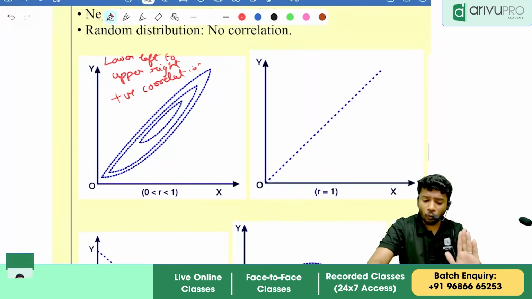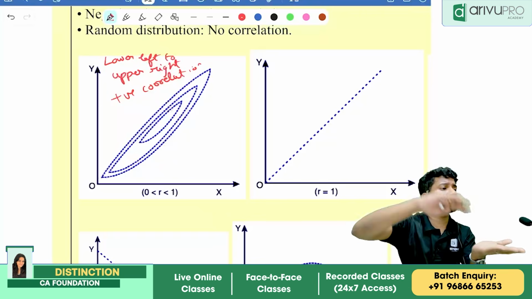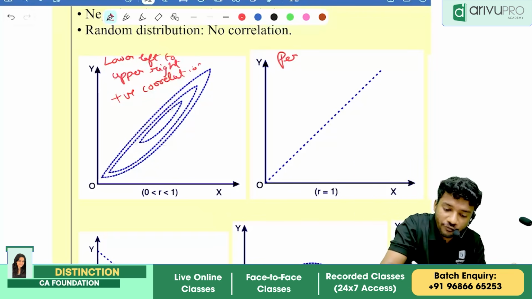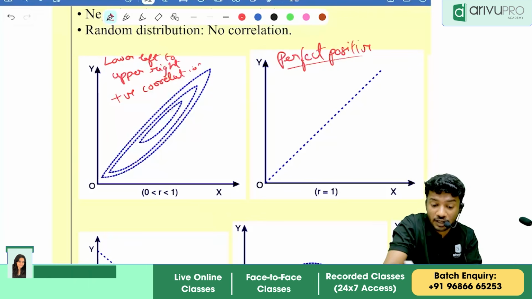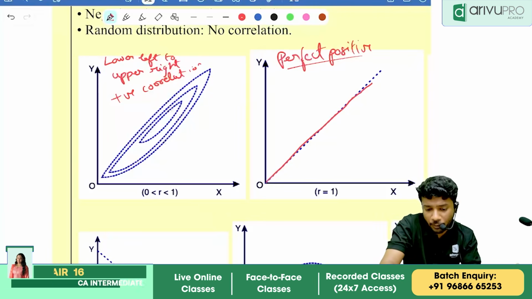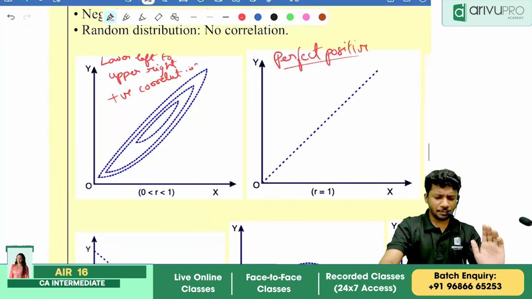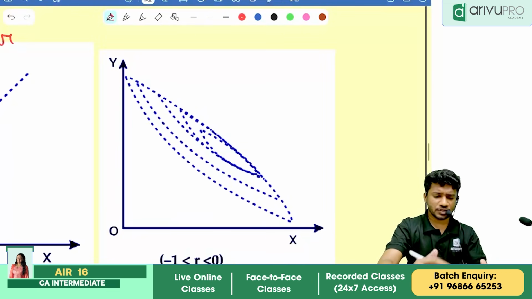Then, what if it is a straight line from lower left to upper right? It is perfect positive. Make a note of it. What if it is a straight line from lower left to upper right? Perfect positive.